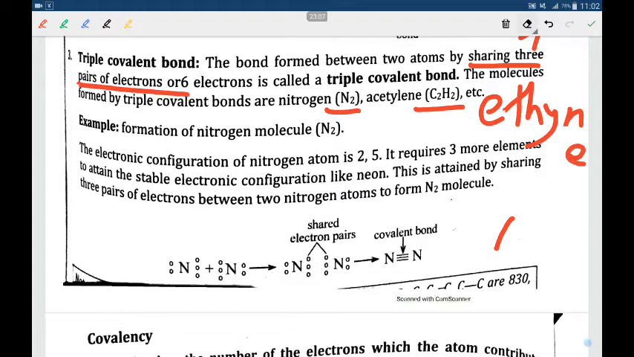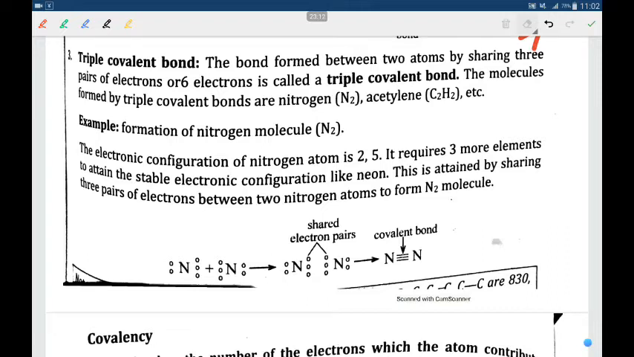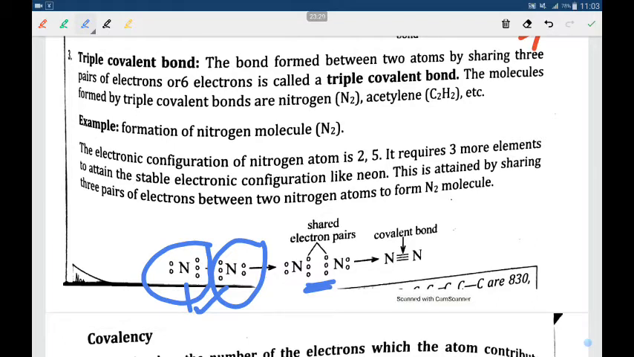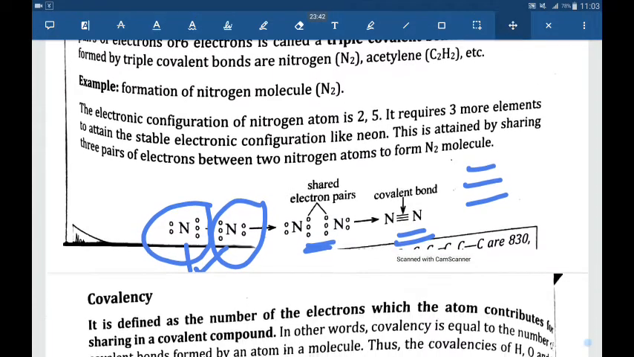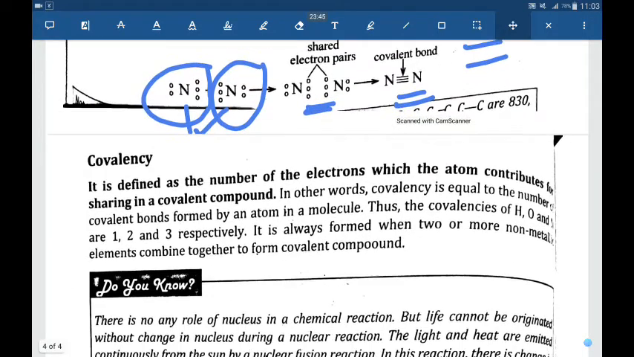Okay. Now look at here. What is shown? In nitrogen, what is shown? Nitrogen contains 5 electrons in valence shell. What do they do? This nitrogen shares 3 electrons with the second one. So there is sharing of 3 pairs between 2 atoms. That's why it is written as triple covalent bond. My dear students, now listen.